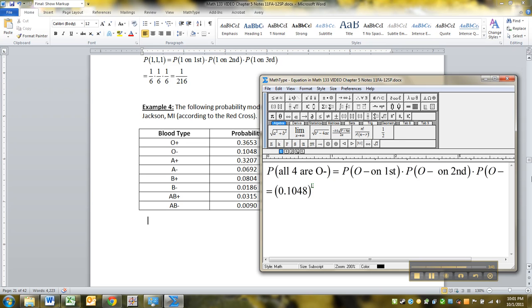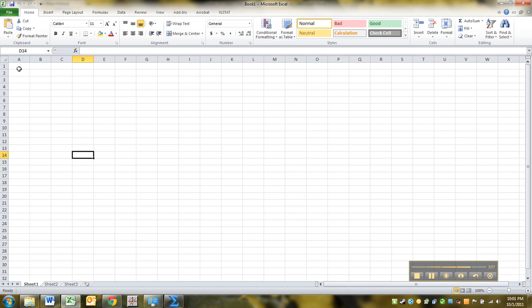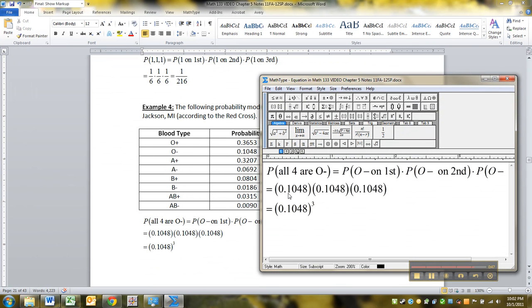So when you do that, that's the thing, is finding it to the third power. So here, it's this times this times this, right? Which is equal to that to the third. And that's how we're going to find it with Excel. So to find it with Excel, we just need to type equals 0.1048 to the third. That's the caret button that's above your 6. You have to do Shift 6. There you go, 0.001151. Cool, done with that.